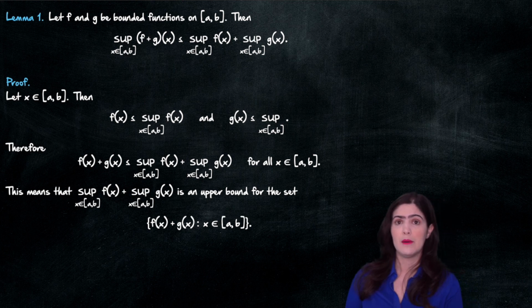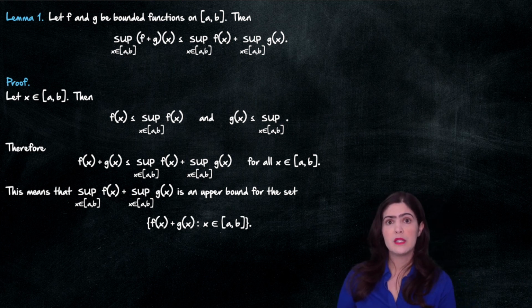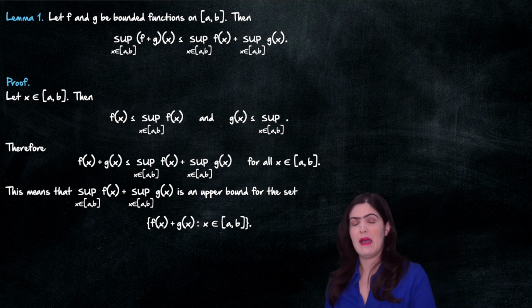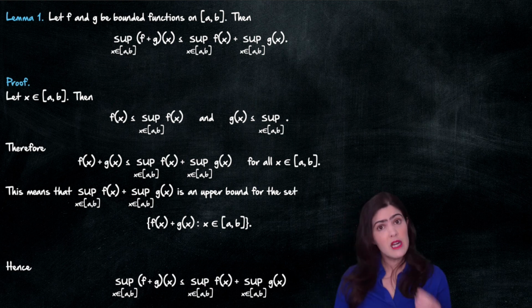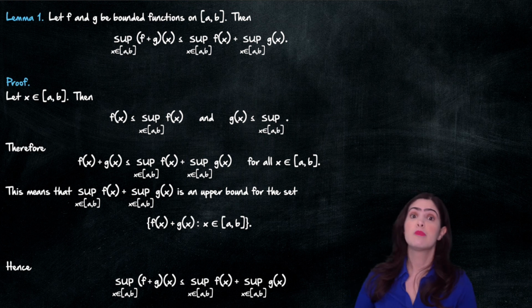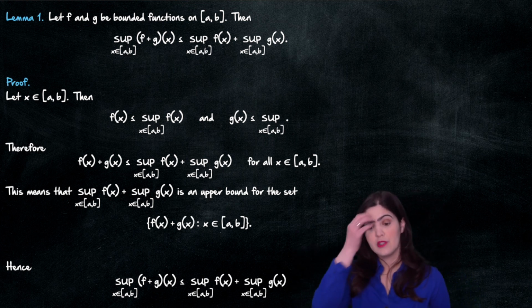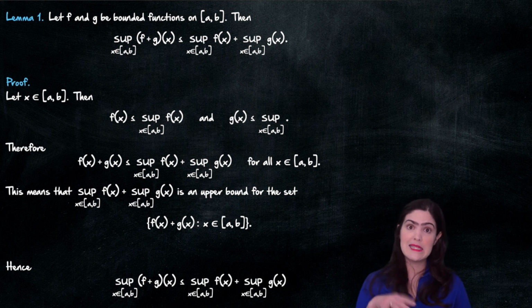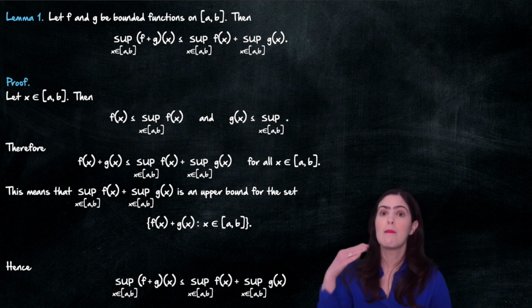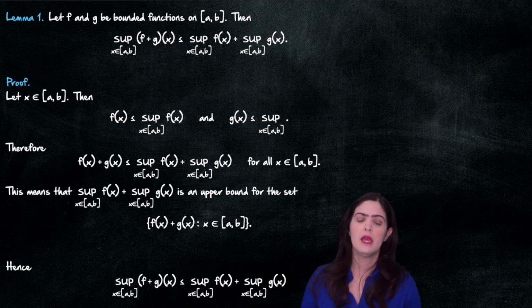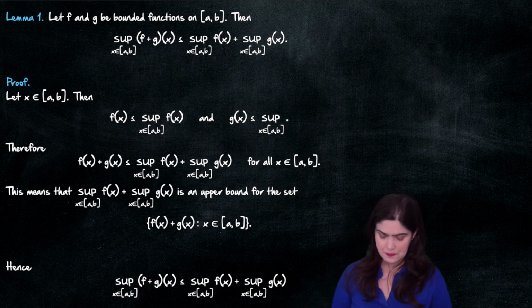Okay, so that's an upper bound, and we know that the supremum is the least upper bound. That means that the supremum of f plus g of x is less than or equal to the supremum of f plus the supremum of g. So we have the supremum of f plus g is less than or equal to the supremum of f plus the supremum of g. And this is going to be very helpful.